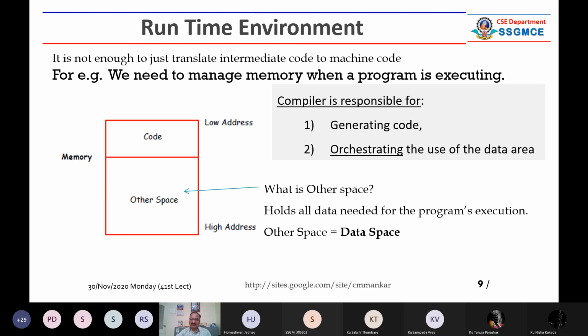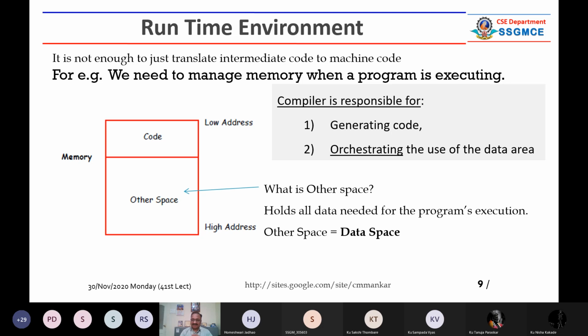So the compiler is responsible for generating code. And what does orchestration mean? It is something that manages allocation, deallocation, and binding. Binding means association of names with actual memory locations. So that is called the orchestration to use the data area.